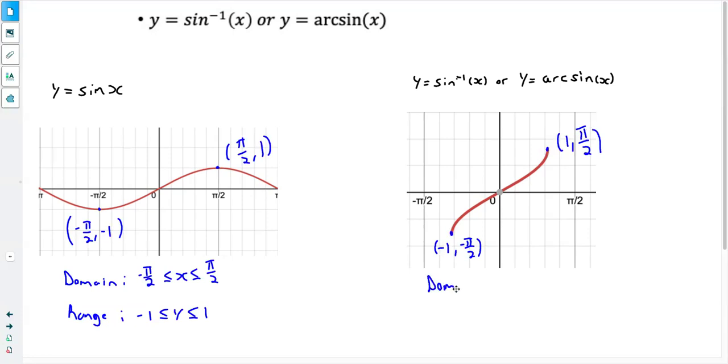So as expected with an inverse, our domain of the inverse is the same as the range of the original. So negative 1 to positive 1, and same idea with our range. So it's from negative pi over 2 to pi over 2.